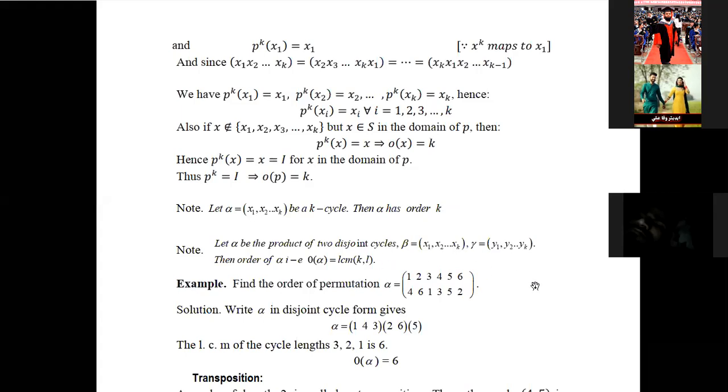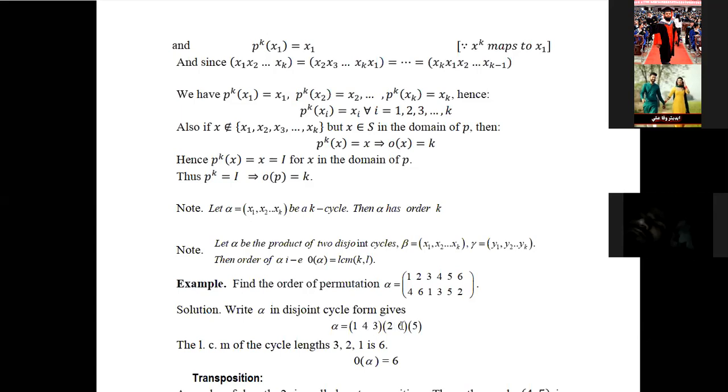This is the order. Now take an example. Find the order of this permutation. First we write alpha as disjoint cycles. First step, we write it in disjoint cycles. This is a 5, omit this 5, no problem. Now you take the LCM. What is the order of this? 3.